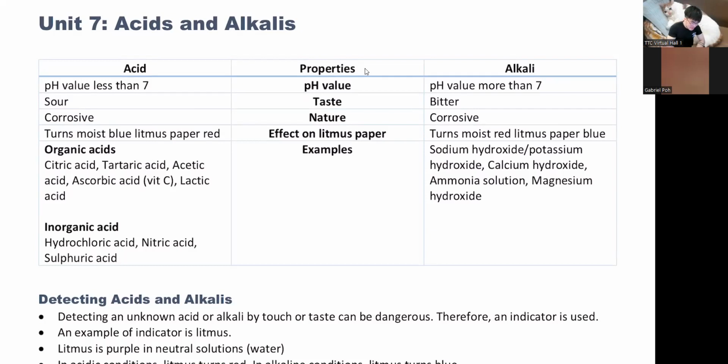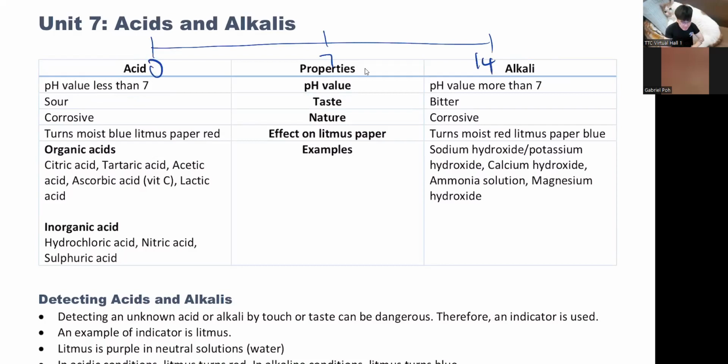So what is acid and alkali? As you know, acid is anything that's sour, like your lemon juice. Alkali is anything that's bitter, like your soap water. So for pH value, acid is less than 7. Just think of it this way. We have our pH scale, 7 being the middle, 14 being the most alkaline, 0 being the most acidic.